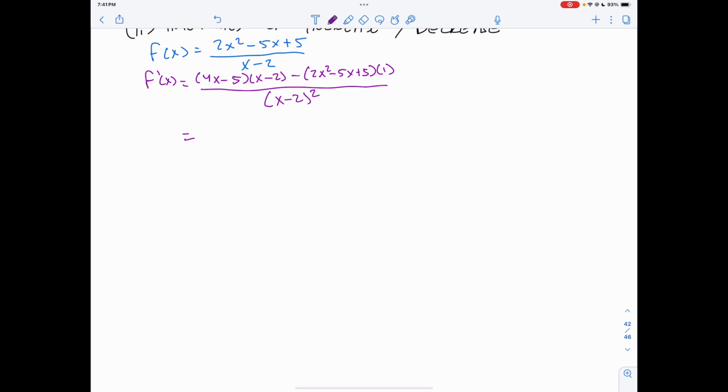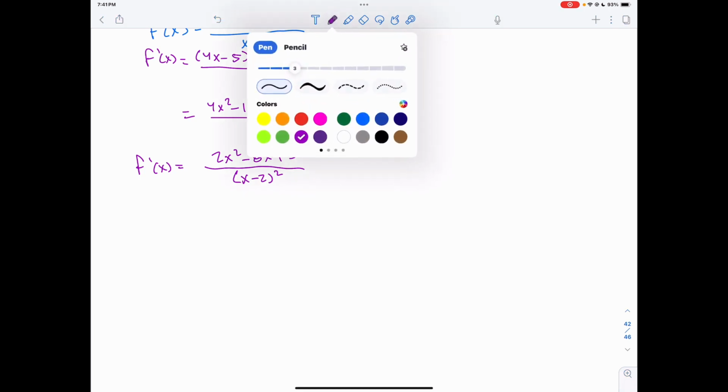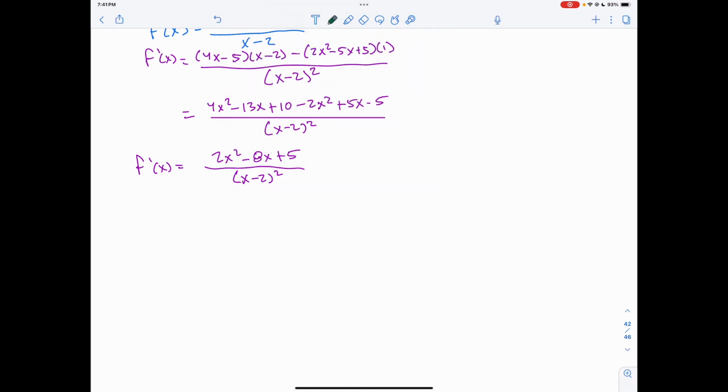I'm going to simplify this. 4x squared minus 13x plus 10 minus 2x squared plus 5x minus 5 all over x minus 2 squared. And f prime of x is going to equal 2x squared minus 8x plus 5 all divided by x minus 2 squared. I'm going to use this information to find what the critical numbers are.